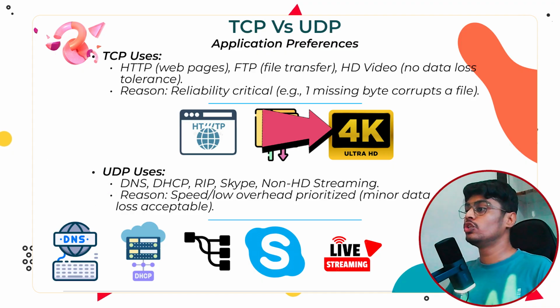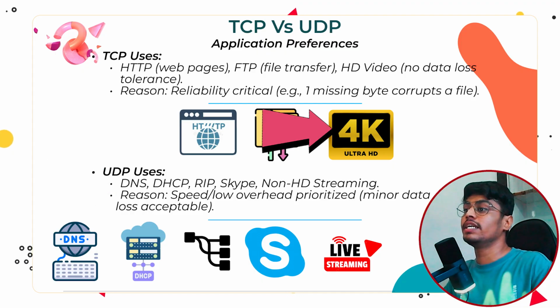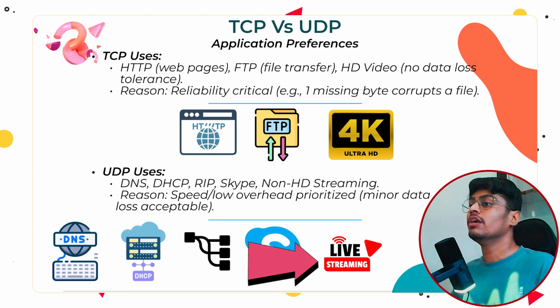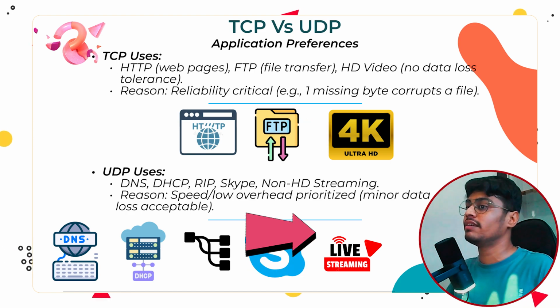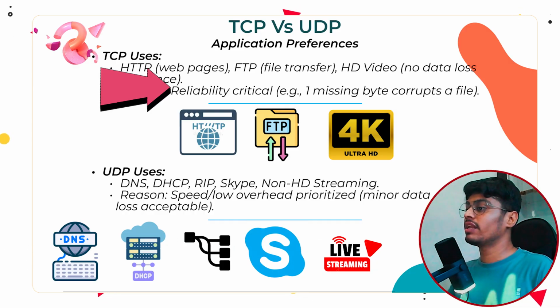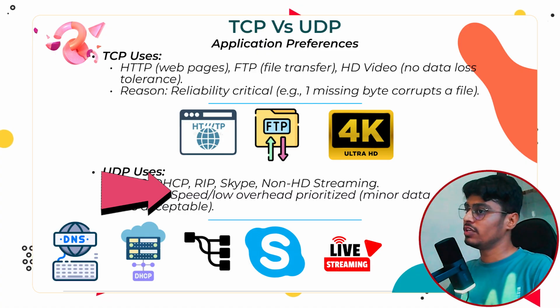YouTube sends data through TCP because it doesn't want data loss, but YouTube streaming is based on, we can say, UDP. High definition video uses TCP, but standard definition can use UDP. In Skype and live conferencing we use UDP. So wherever reliability is needed we use TCP, and wherever fast transmission is needed we use UDP.